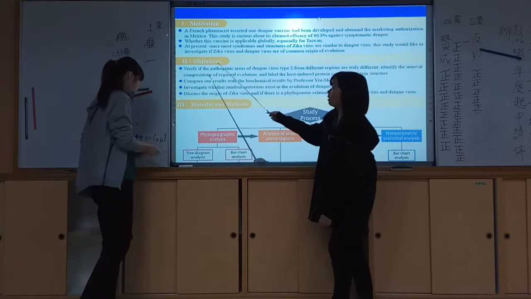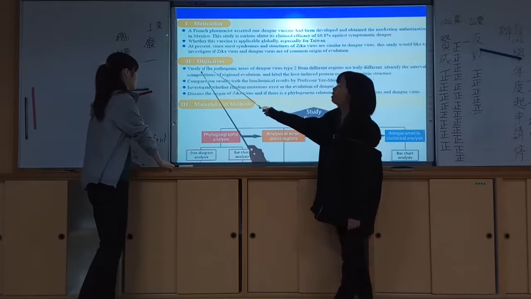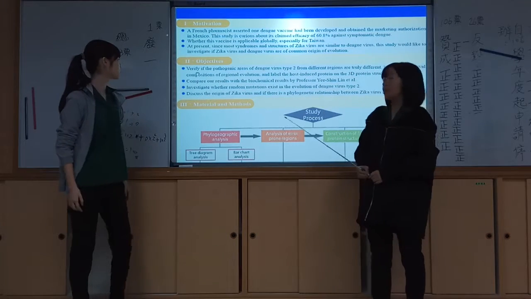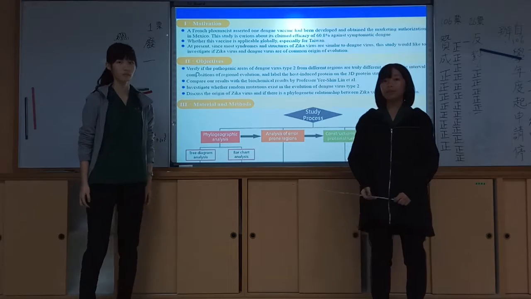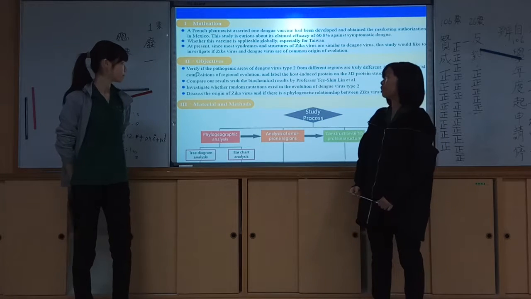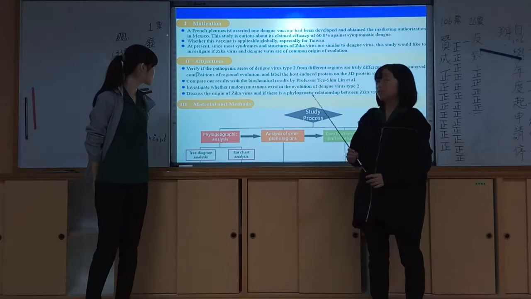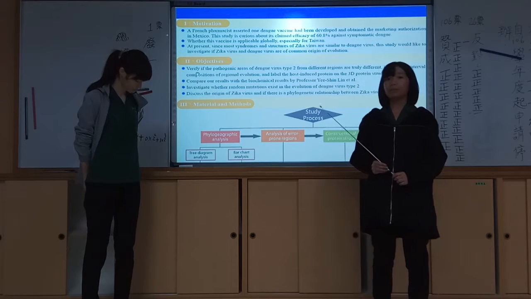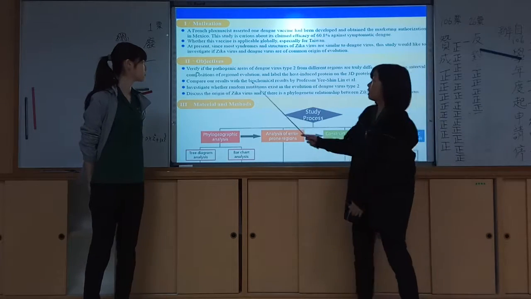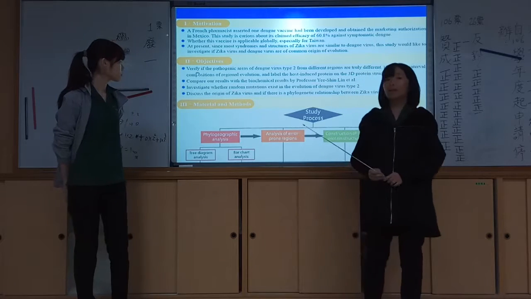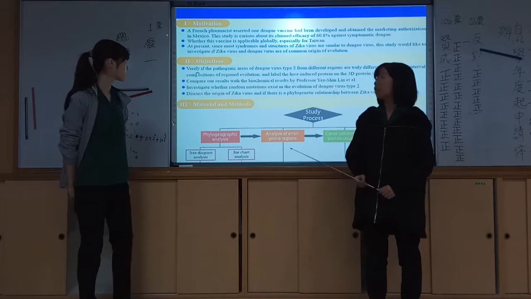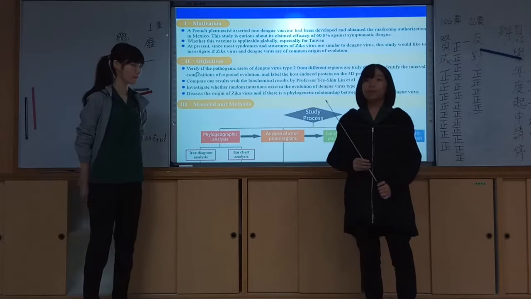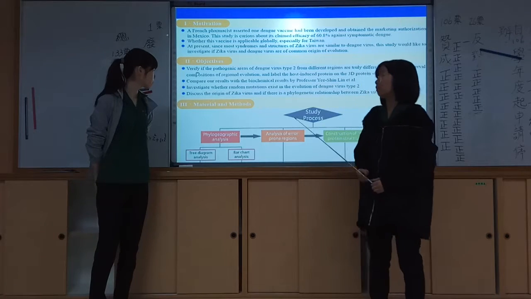There are 4 objectives in our study. First, verify if the pathogenic areas of dengue virus from different regions are truly different. Identify the composition of regional evolution and label the host-induced protein on the 3D protein structure. Second, compare our results with the biochemical results. If they are similar, it proves that our method is truly effective.